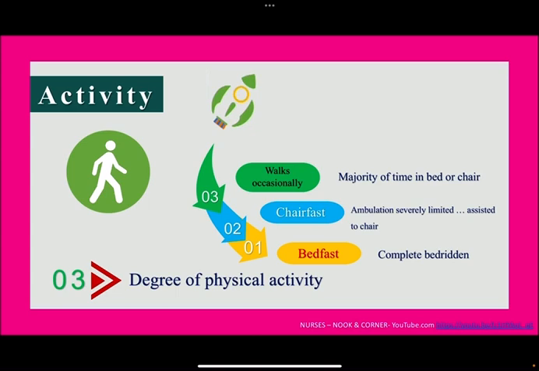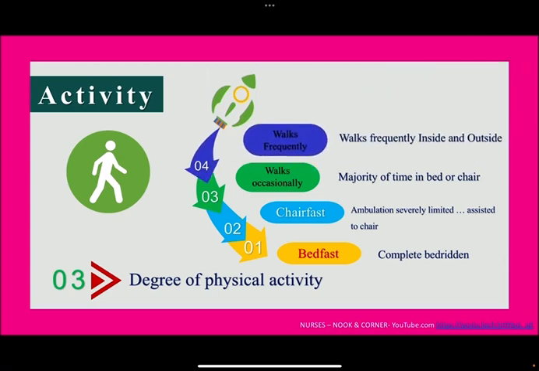You grade the patient 3 if the patient can walk occasionally to go to the bed or to the chair, the majority of the time, so you grade him 3. The patient walks frequently without any assistance, inside or outside, at the bedside or going to the station, so you'll grade him number 4 because the patient is walking frequently.